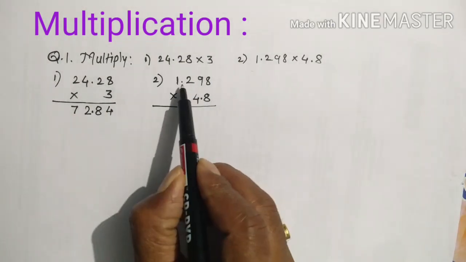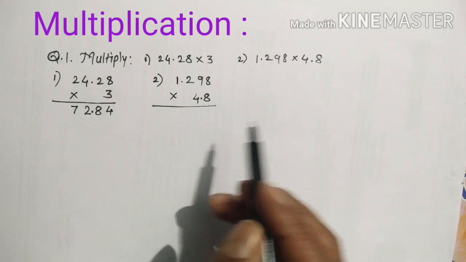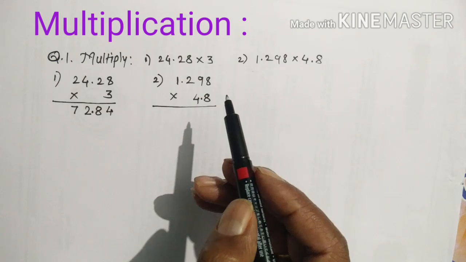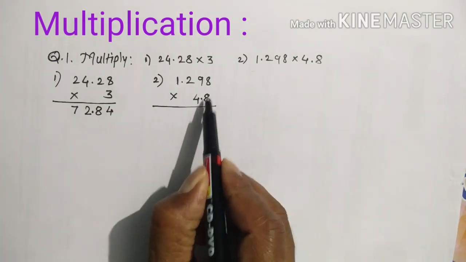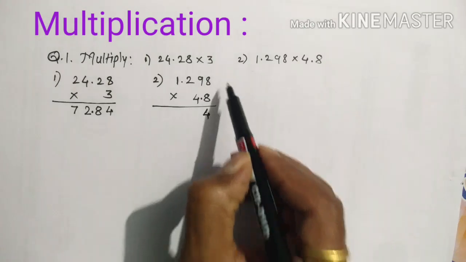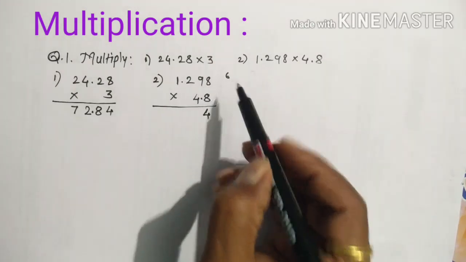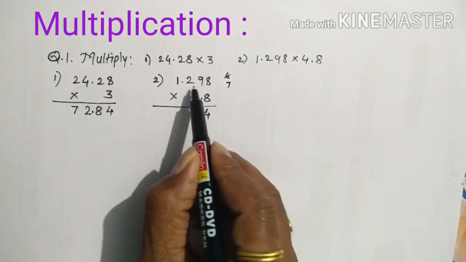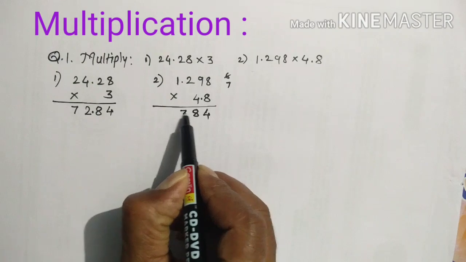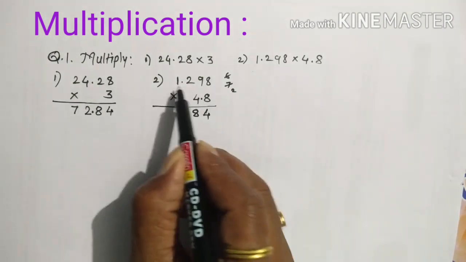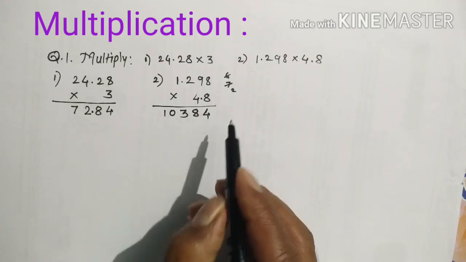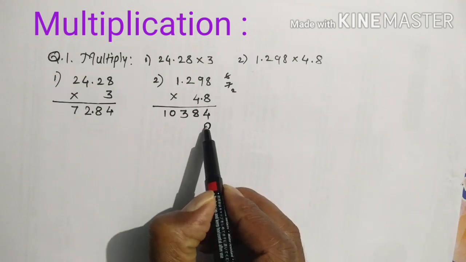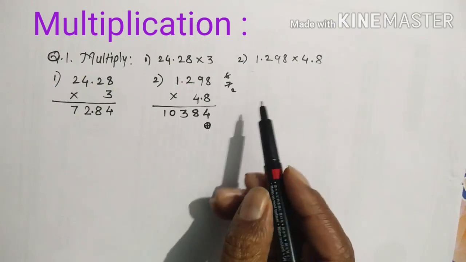Now next, how to multiply a decimal number by another decimal number. Here also we have to use the method which we follow while multiplying whole numbers. 8 8s are 64, carried 6, 8 9s are 72, 72 plus 6 is 78, carried 7, 8 2s are 16, 16 plus 7 is 23, carried 2, 8 1s are 8, 8 plus 2 is 10. Now here we have to take 0. Some of you will take an addition sign here, it doesn't matter.